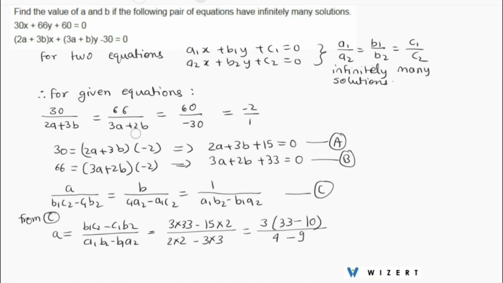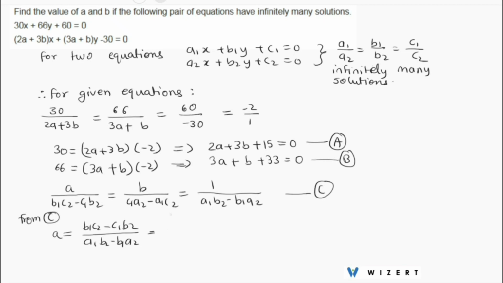I miswrote here. It has to be B, not 2B. So this will be B, not 2B. Again, here I'll have to correct B, not 2B. So my coefficients will change a bit. Let me write it again.